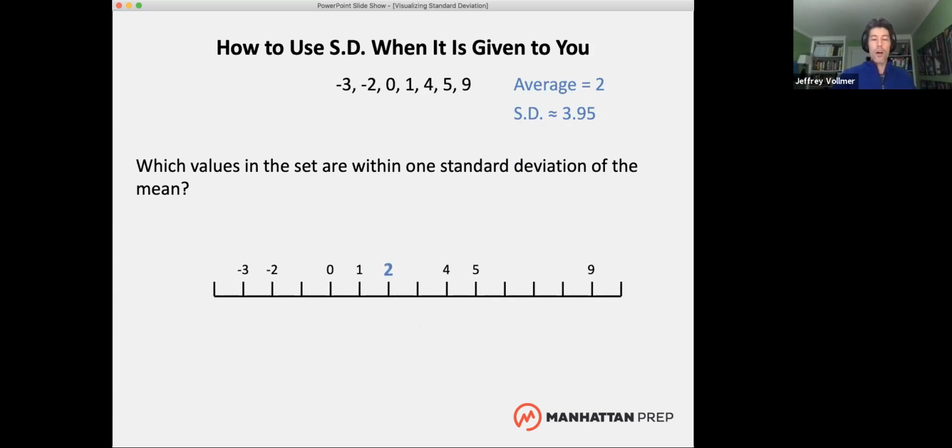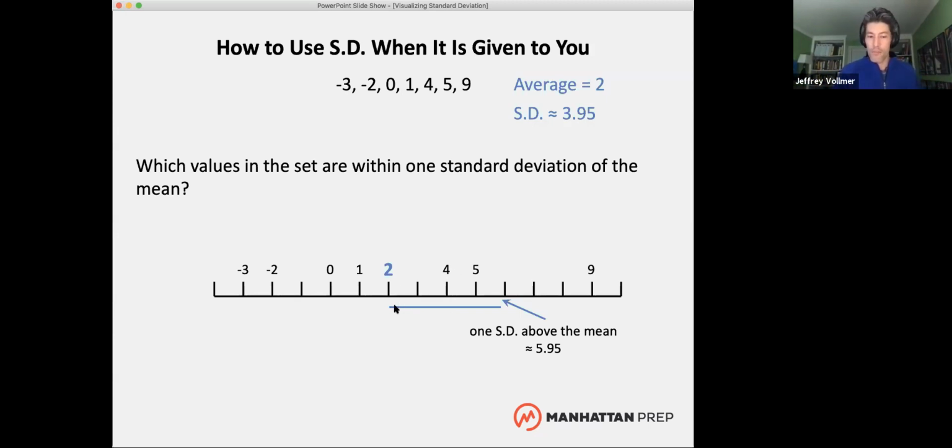All right, so on this number line, we've got 2 as our average, and we know a standard deviation is about 3.95. And so what that means is, think about 2 as maybe where you are right now. And a standard deviation is like an arm's length. Like, how far can you reach with your arm in either direction? Is 4 within 1 arm's reach or 1 standard deviation from the mean? And it looks like it is.